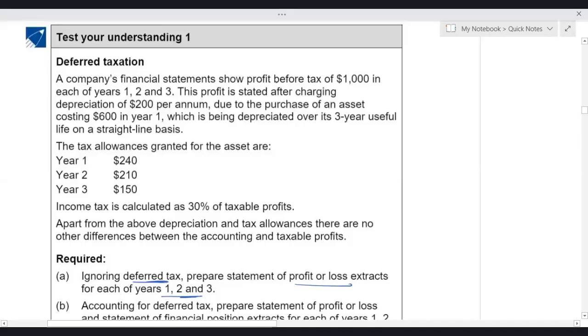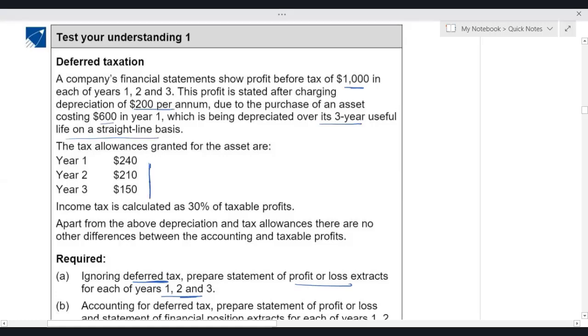A company's financial statements show profit before tax of 1,000 in each year 1, 2, and 3. The profit is stated after charging depreciation of 200 per annum, due to the purchase of an asset costing 600 in year 1, which is being depreciated over 3 years useful life, straight line method.